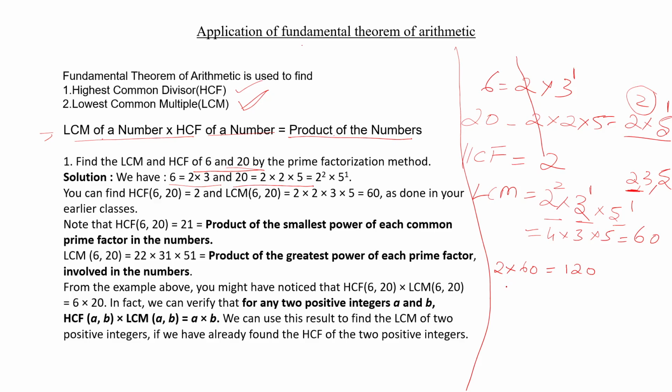For which two numbers are you finding the HCF and LCM? 6 and 20. So this is also 120. So the theorem is proved. HCF into LCM is equal to the product of the two numbers. So the theorem is proved.